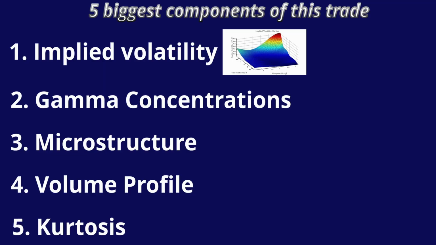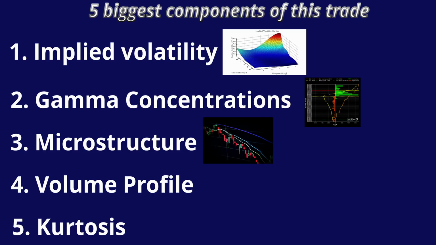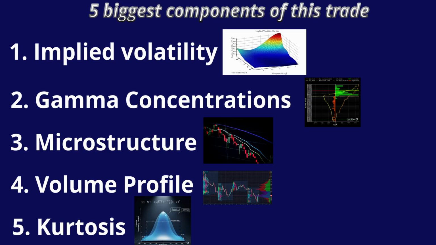I'm going to be talking about the 5 biggest components that went into this trade, and those were implied volatility, gamma concentration, microstructure, volume profile, and kurtosis. Now I'm going to go pretty in depth on these components, and I will be introducing one of the algorithms which highly revolves around kurtosis and the idea of quantifying periods of price consolidation in low volatility regimes, and I will also be talking about quasi-oscillatory stochastic processes within nonlinear evolution derivative instruments and its involvement in this trade.